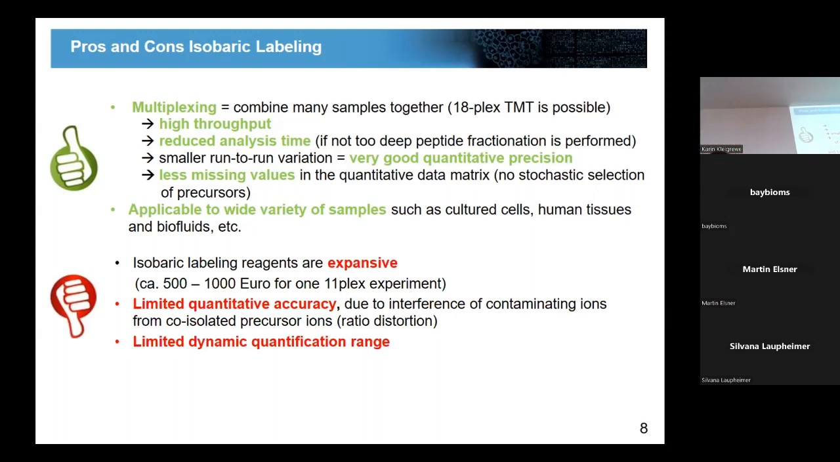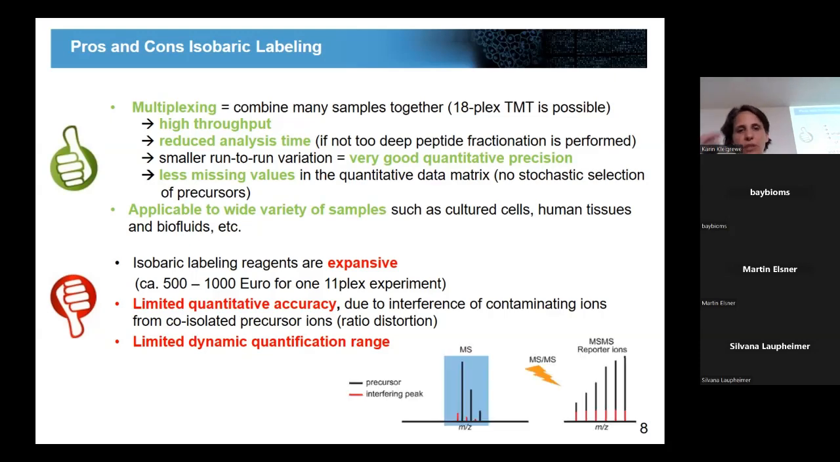However, there are also downsides. Isobaric labeling is rather expensive. So the official amount you have to pay when you buy a TMT labeling kit is in the range of 500 to 1,000 euros to do one of these experiments. And you have a limited quantitative accuracy in TMT labeling because of an effect that is called ratio distortion. And this I try to explain here.